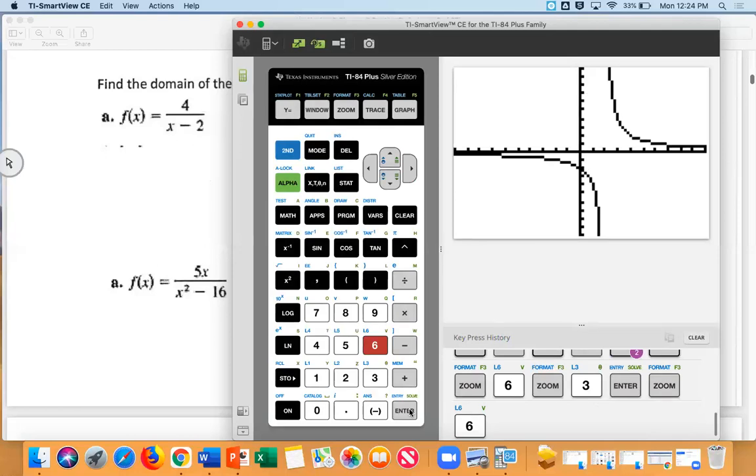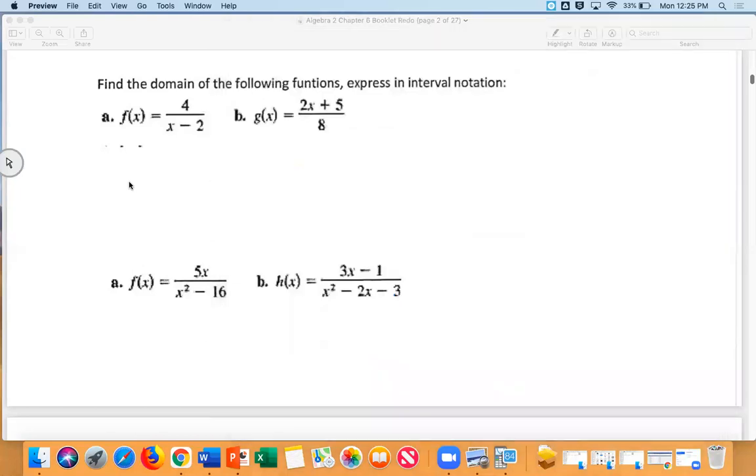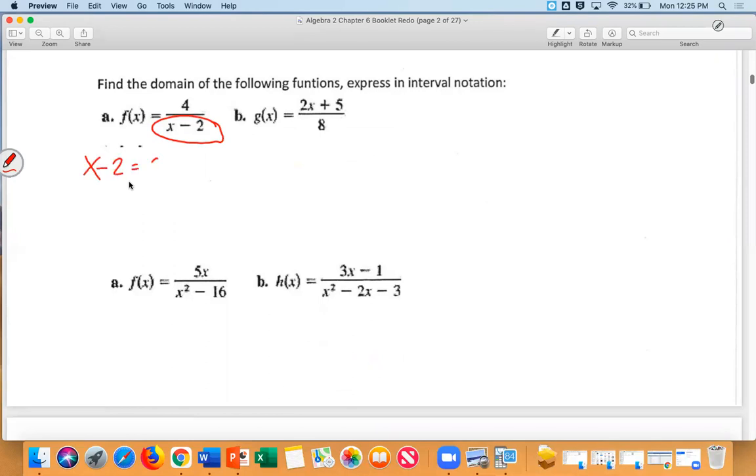Let's look back at A. How did I know where these things were going to be? First off, the easiest one to see is that vertical line. That vertical line, Lance, you said x was 2, right? Well, let's look at that denominator. x minus 2 equals 0. How would I solve that? Add 2. x equals 2. This is going to be a vertical asymptote.